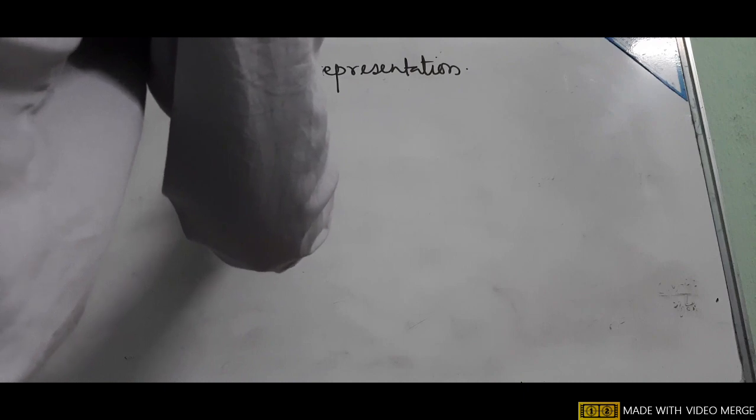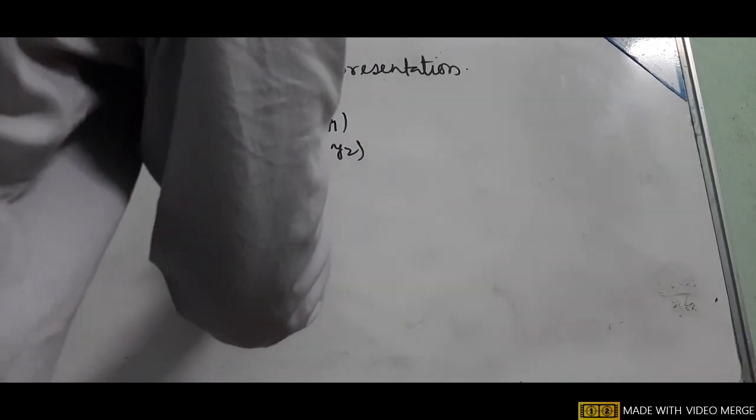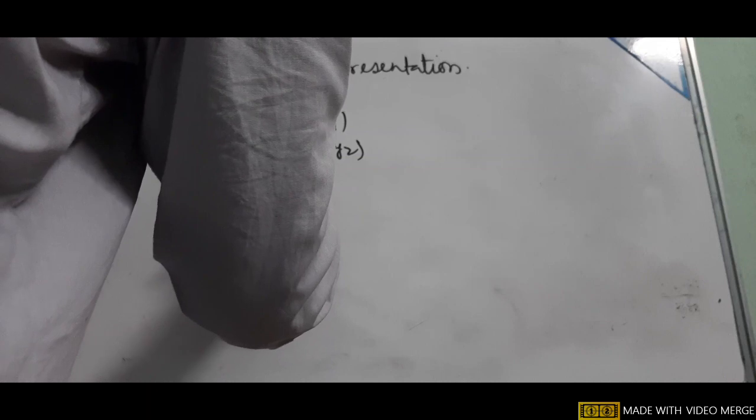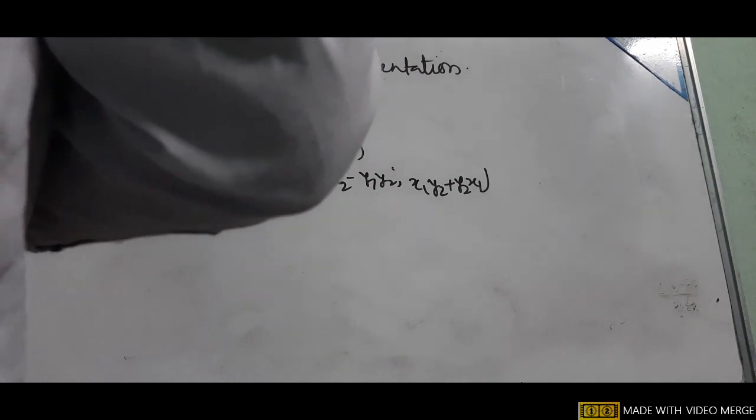So let us take two complex numbers z1 and z2. z1 is (x1, y1) and z2 is (x2, y2). The product of these two numbers z1 and z2 is equal to x1 x2 minus y1 y2. This is the real part, and the imaginary part is x1 y2 plus y1 x2.